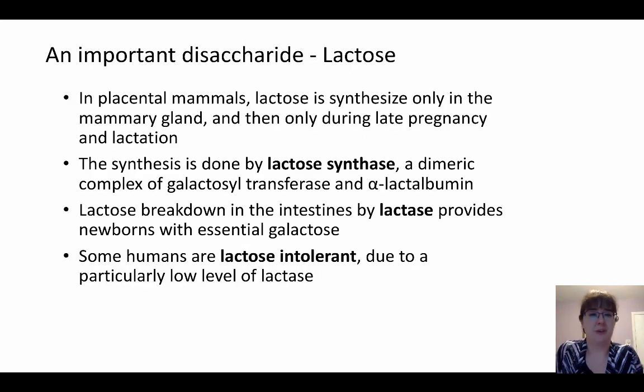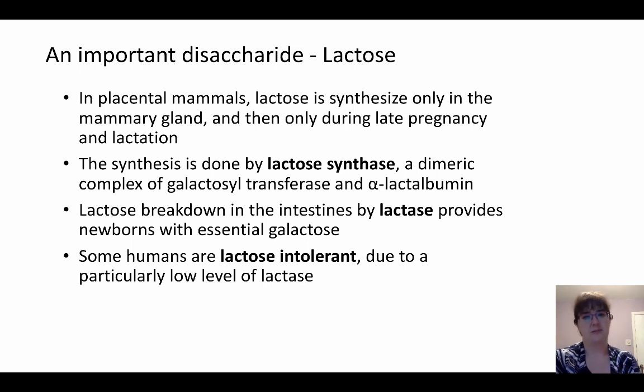Something that I'm certain that you've heard of, an important disaccharide, is lactose. Utilized by a lot of mammals, this is usually synthesized during late-stage pregnancy and lactation. So if mothers feeding their babies are going to produce this in placental mammals, then there's got to be a way for this to be utilized by those infants.